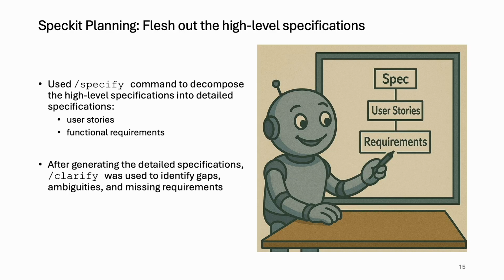Next comes Speck-kit planning, where we flesh out those high-level ideas. Using the specify command, I decompose the original spec into detailed user stories and functional requirements. Once the detail was in place, I ran /clarify to surface gaps, ambiguities, and missing requirements. This step is critical. It's where fuzzy thinking gets exposed before any code is written. By the end of this stage, the intent is explicit, testable, and ready to drive the rest of the workflow.